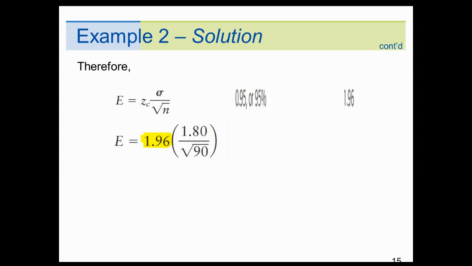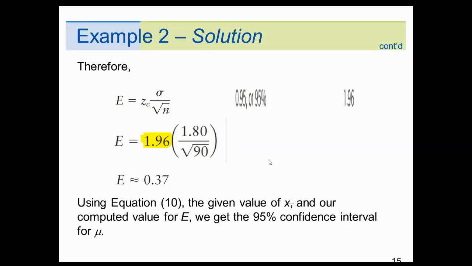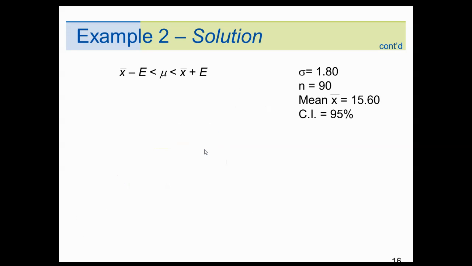He told us sigma, the standard deviation of all her running times over the last year, is 1.80. And she had 90 times, so n was 90. Your calculator will do this for you very nicely. The error is approximately equal to 0.37, but no problem doing that with your calculator. So now what I need to do is take this value, subtract it from the mean on the lower end, and on the high end, add it to the mean.